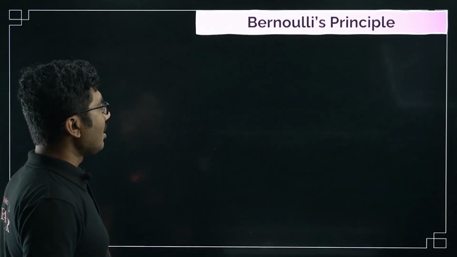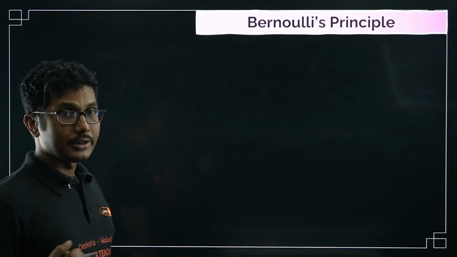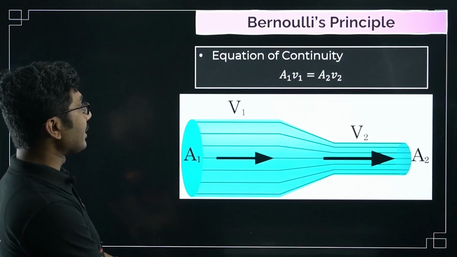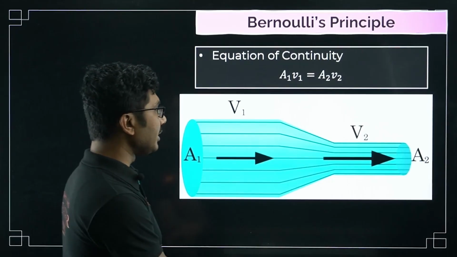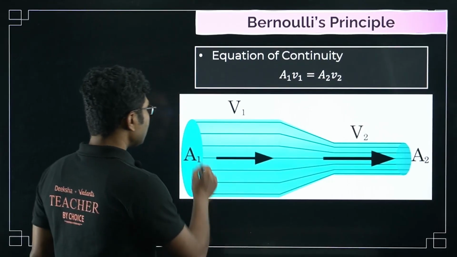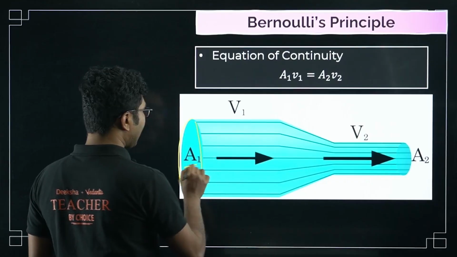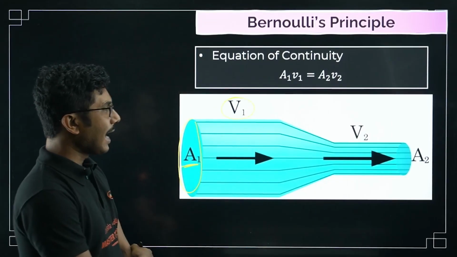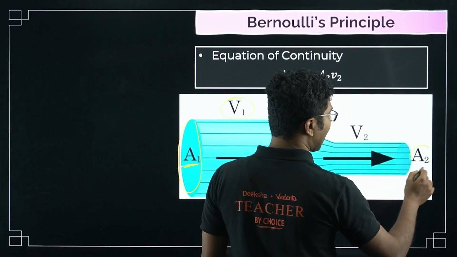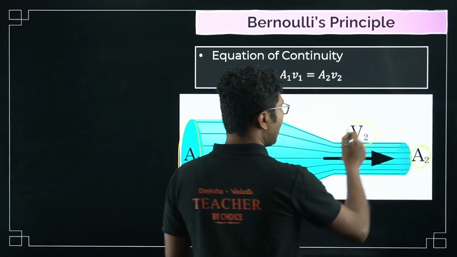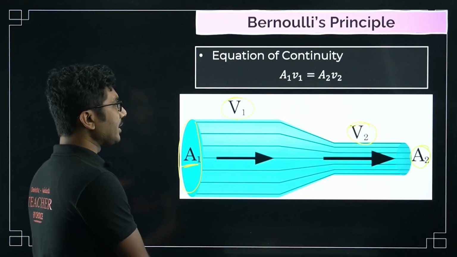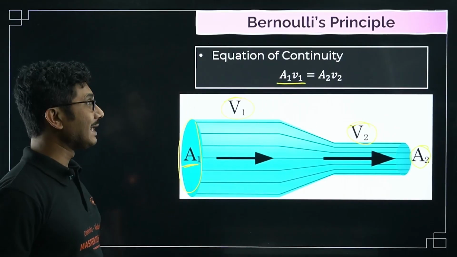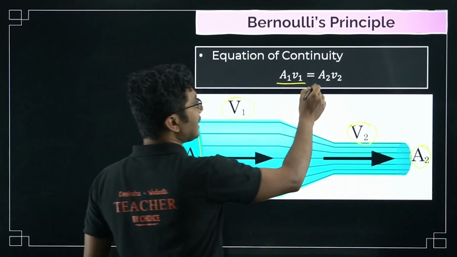Now another very important concept, Bernoulli's principle. So what is Bernoulli's principle? Before going into that, we have to know the equation of continuity. Suppose through a pipe of area A1 liquid is coming with velocity V1 and it is exiting through another outlet A2 having velocity V2. Then the equation of continuity says that whatever liquid is coming in, that is A1 V1, should be equal to whatever liquid is going out.